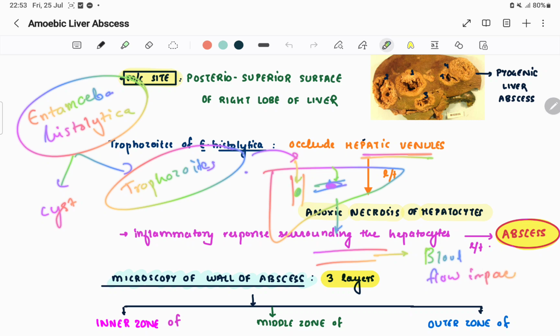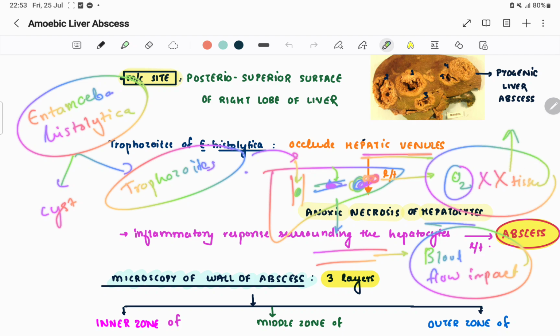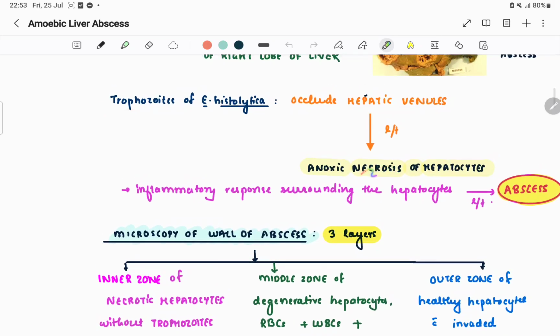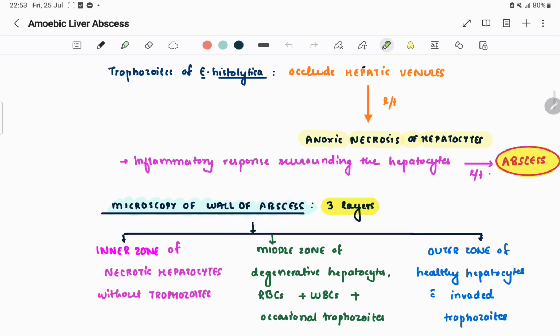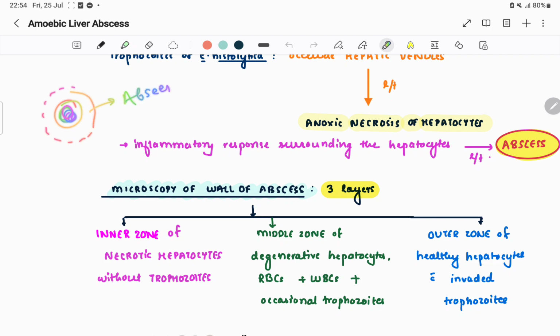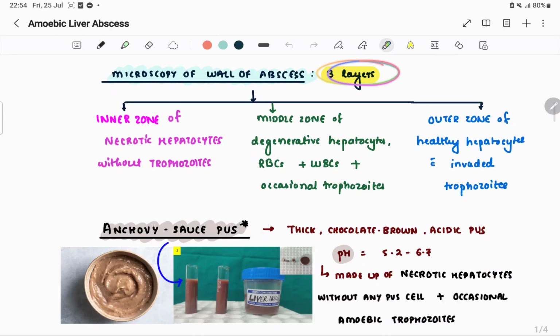Whenever there is impaction of the blood flow, the liver goes into necrosis due to absence of nutrition or oxygen. No oxygen reaches the tissues, so there will be necrosis of hepatocytes. Basically, trophozoites occlude the hepatic venules and lead to anoxic necrosis of hepatocytes. There is an inflammatory response surrounding it, and this inflammation is basically called an abscess.